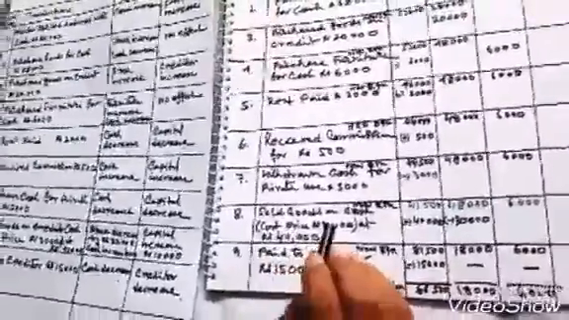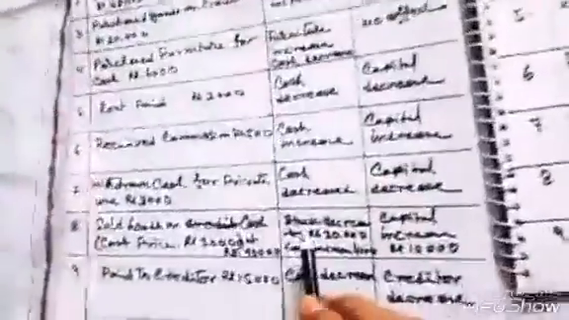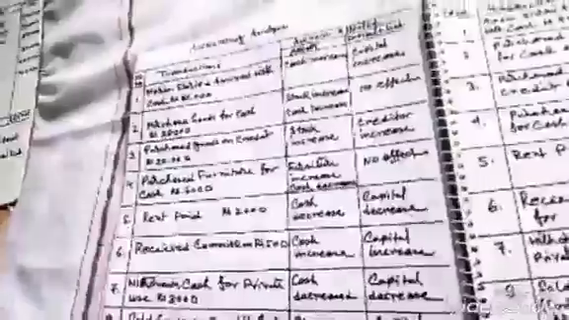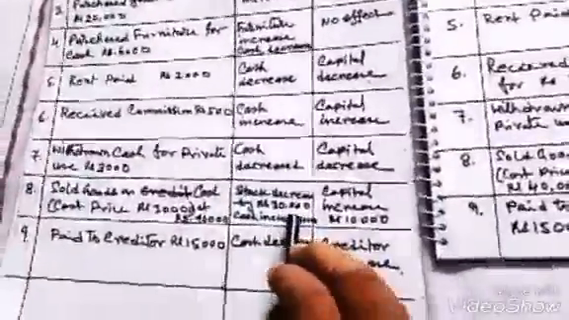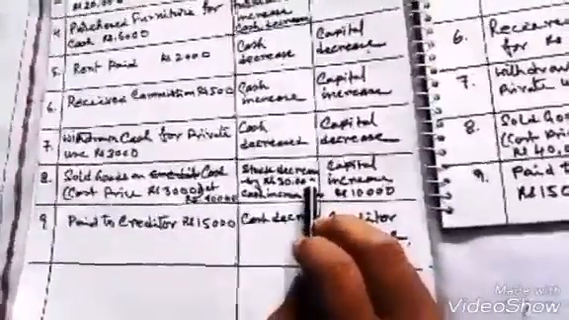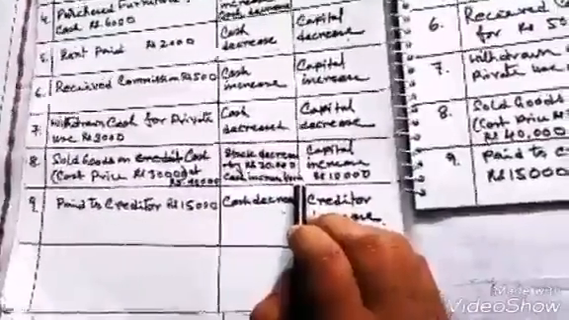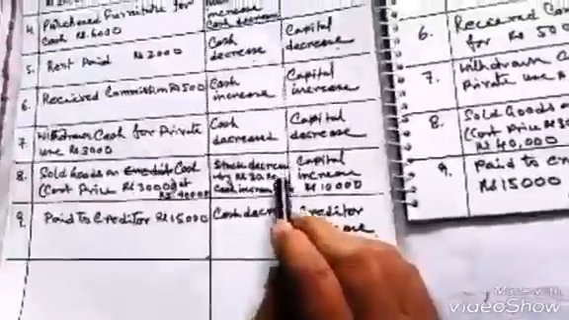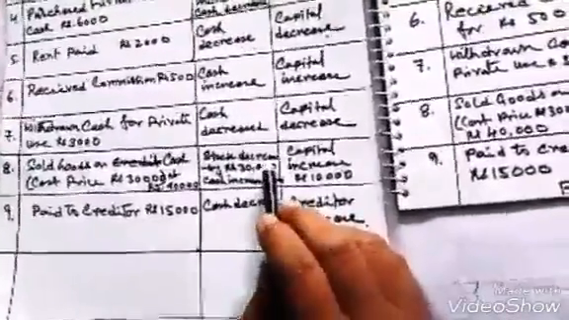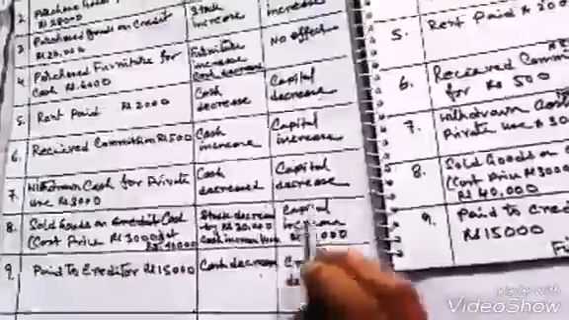Now come to transaction number 8. Sold goods on cash, cost price rupees 30,000 at rupees 40,000. See, as I told you, since the cost price is 30,000, so stock decreases by 30,000 because that was the purchase price, that was the cost. So stock decreases by 30,000, but cash increases by the sales amount, that is 40,000, because you are selling at 40,000. So there is a profit of 10,000, 40,000 minus 30,000. So who gets the profit? Owner gets the profit. So capital increases by 10,000.